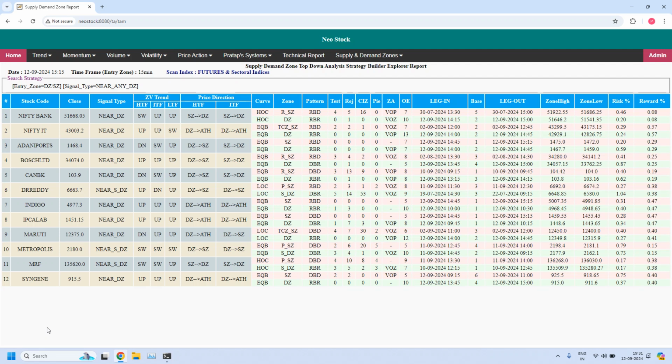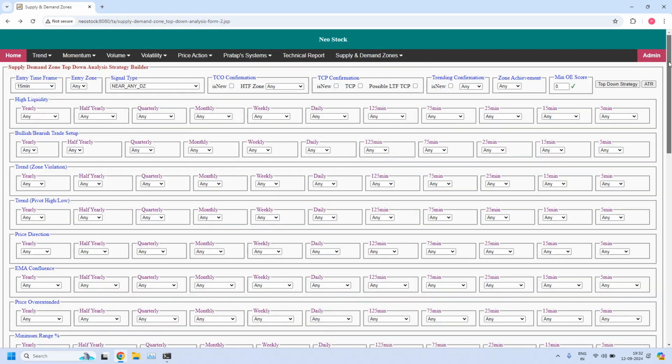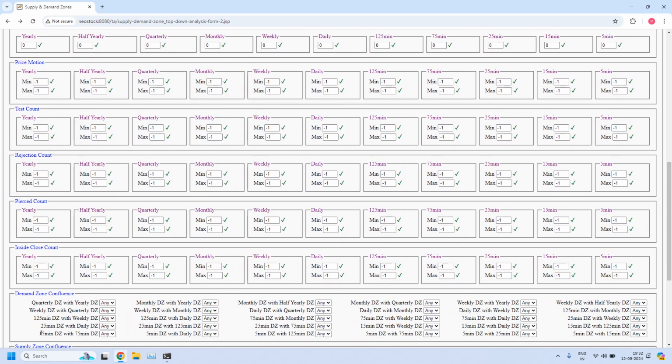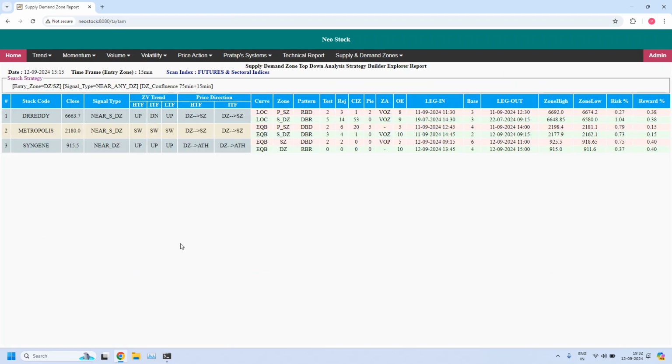Let's verify whether any of these 12 stocks are having ITF confluence. That is 15 minutes and 75 minutes demand zone confluence. So here we have 15 minutes and 75 minutes demand zone. I'm enabling the filter. Let's verify. Now the list has come down to 3. In these 3 stocks, demand zones are having confluence with 75 minute zone.